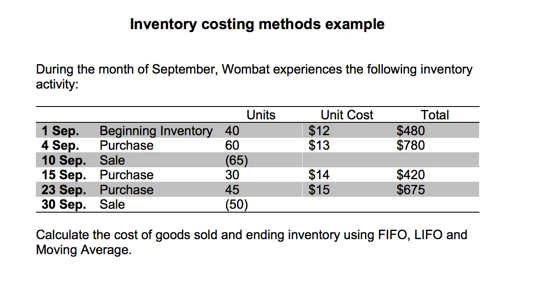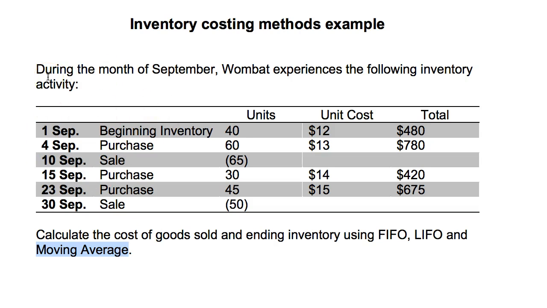We're now going to look at an example of the inventory costing methods. And the question is to calculate the cost of goods sold and the ending inventory. And we're going to do this question 3 times. First time using FIFO method, then we'll use the LIFO method, and then we'll use the moving average method. So have a look at the information up here.